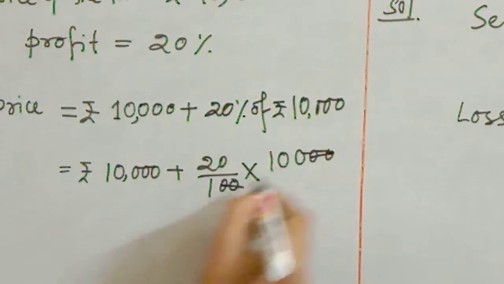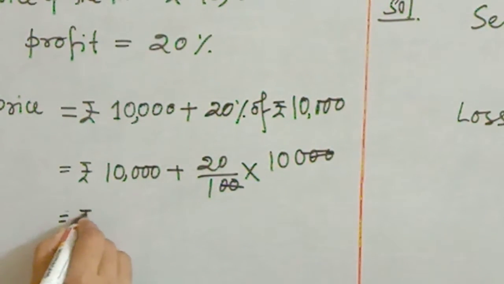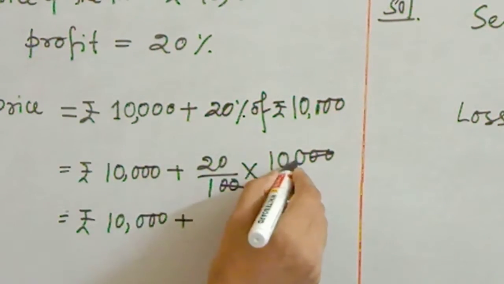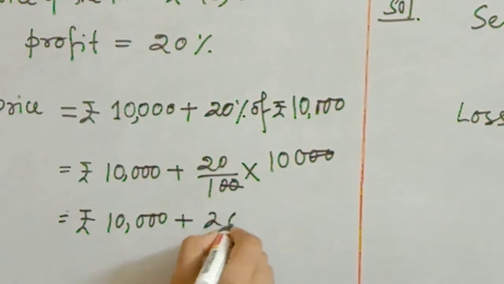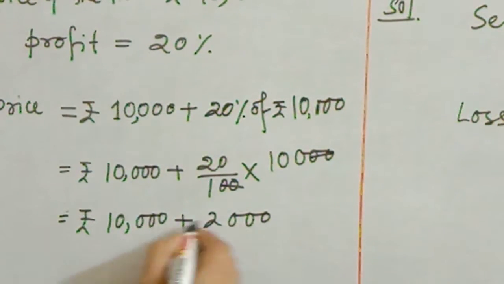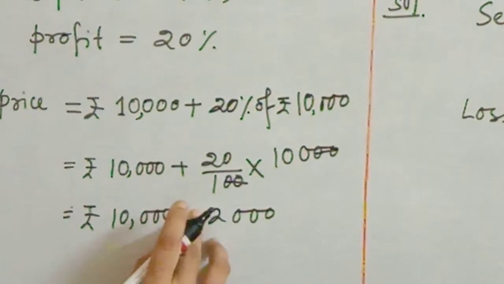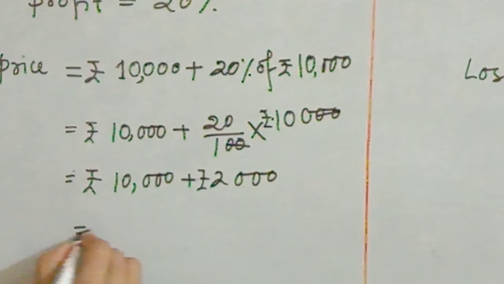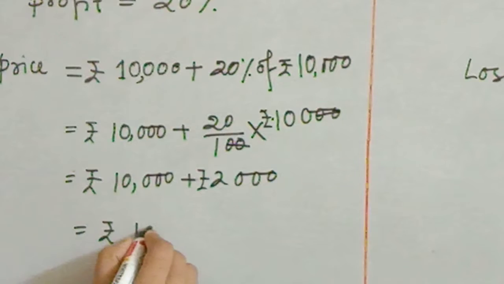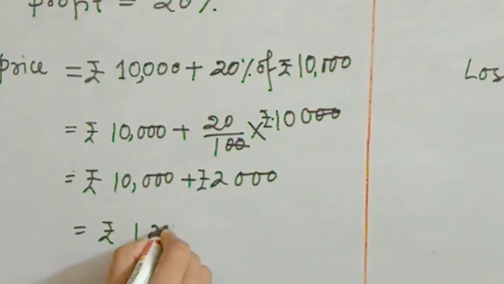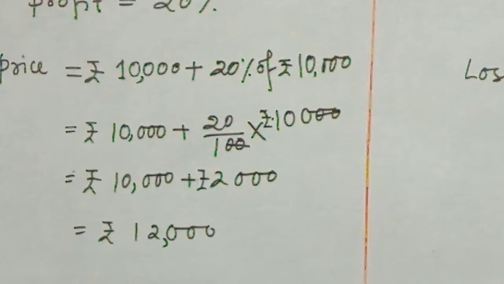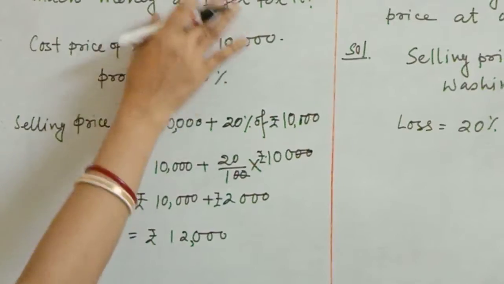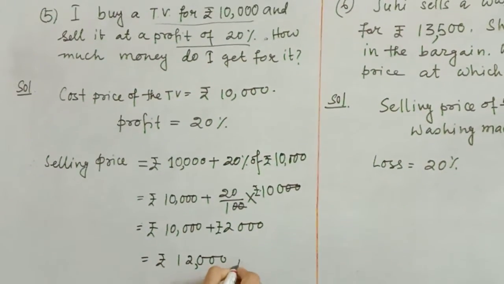Cancel this. So rupees 10,000 plus 20 into 100, that is 2,000. If you add this to rupees 10,000, you will get rupees 12,000. So the selling price of the TV after getting 20% profit will be this.